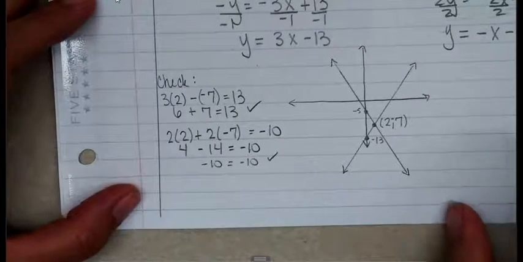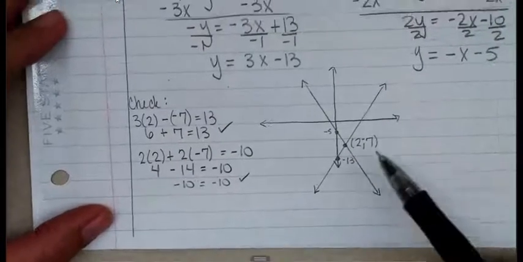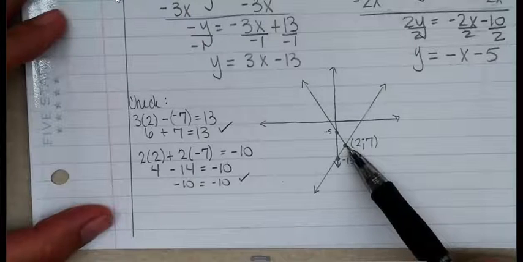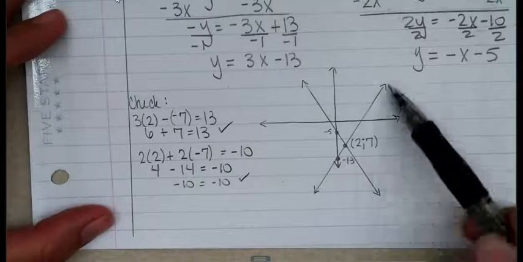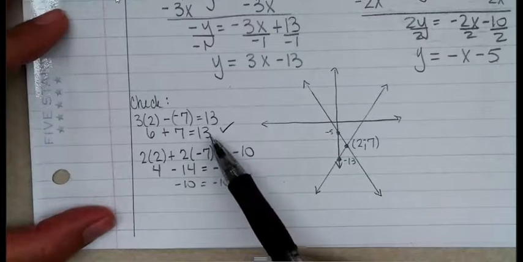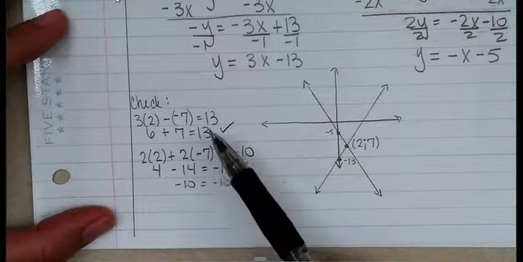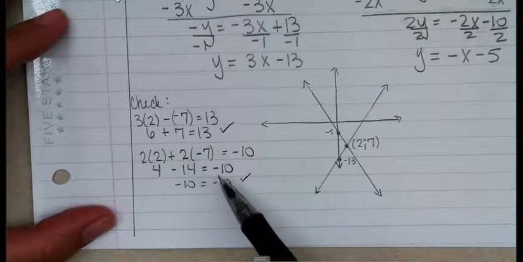Okay, so we checked it, and that's how it has to be. If we're going to end up with a solution, that solution needs to be on both of our lines. And so if we plug that solution back into either one of the equations, we're going to get true statements.